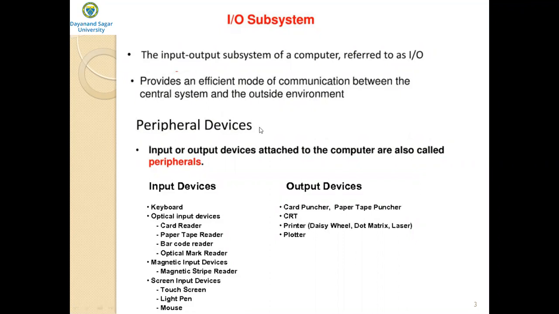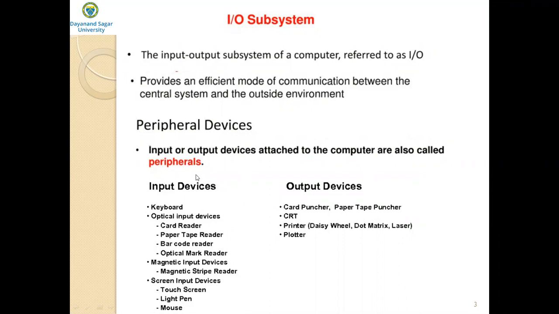Then what are peripheral devices? Input or output devices attached to the computer are also called peripherals. Remember, IO devices are also called peripheral devices. A peripheral is an external device that provides input and output for the computer. And there are two types of peripherals: input devices and output devices.